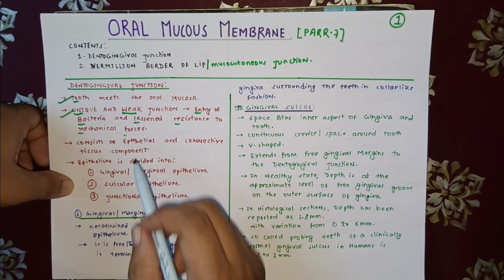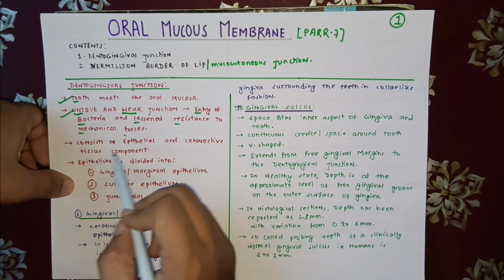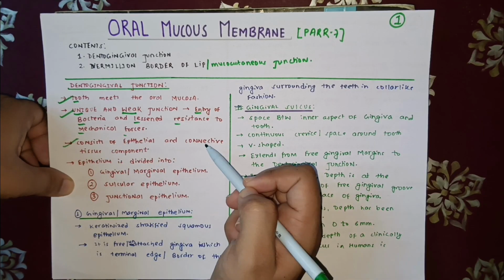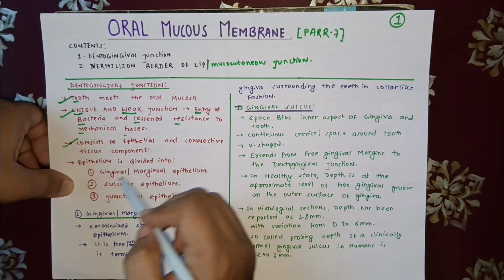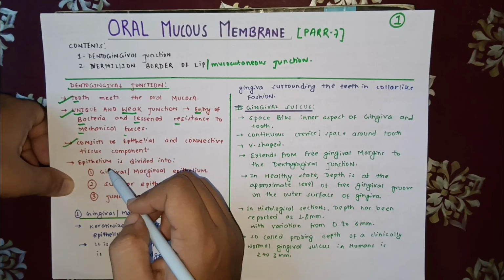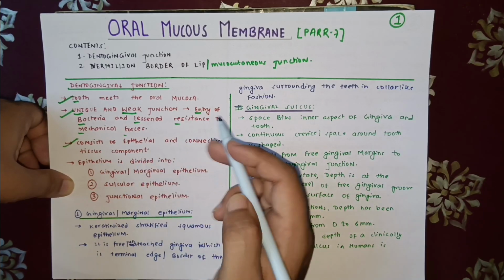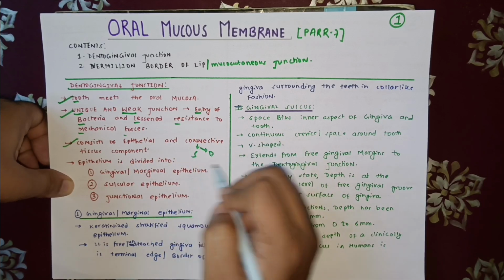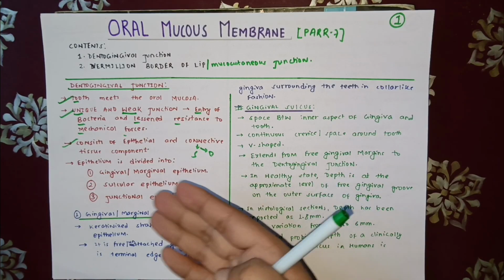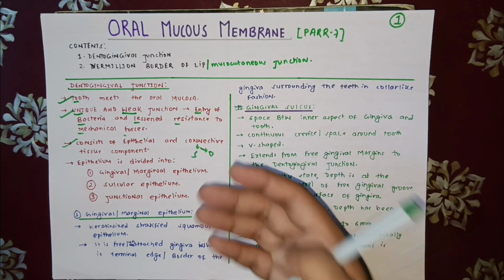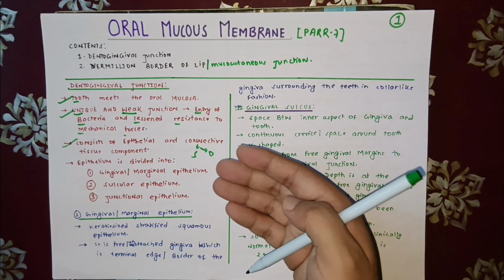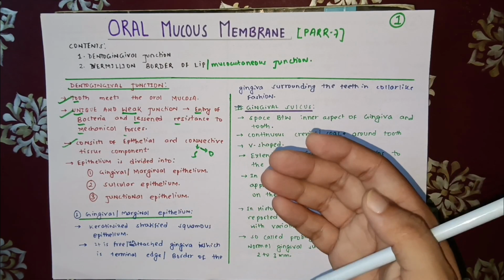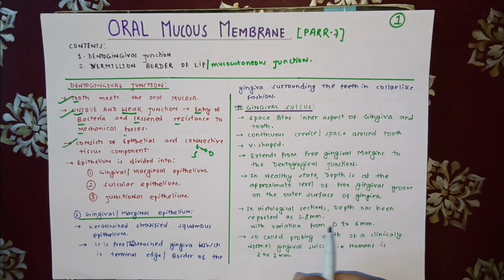After that, the next point: it consists of epithelial and connective tissue components. In the epithelium we have 3 different kinds of epithelium, and in the connective tissue component we have 2 different types, superficial and deep. The connective tissue is not quite important, but the epithelia are quite important.